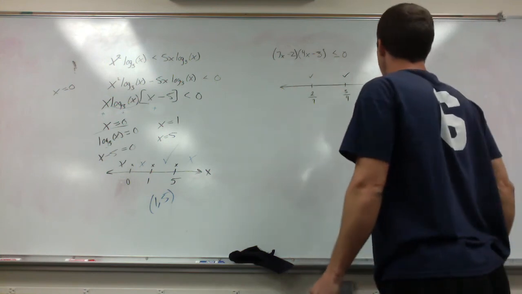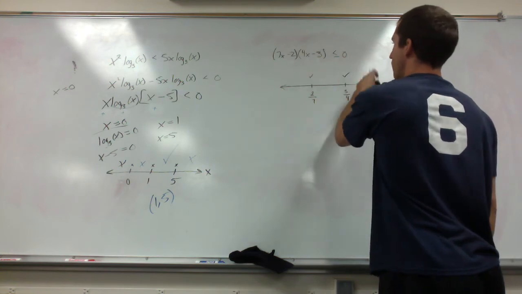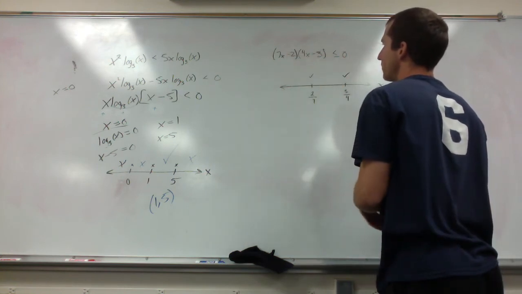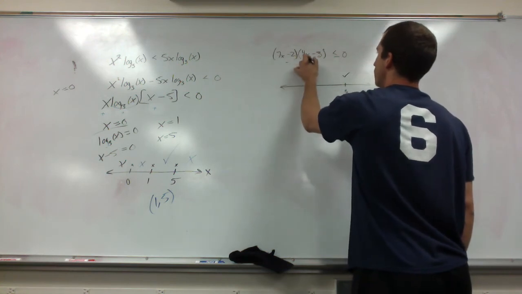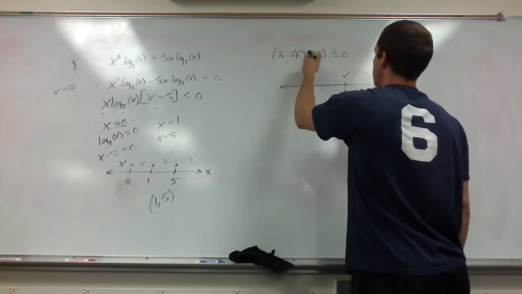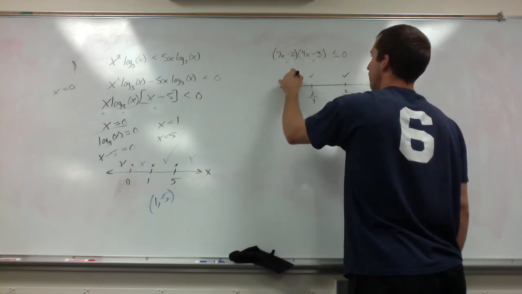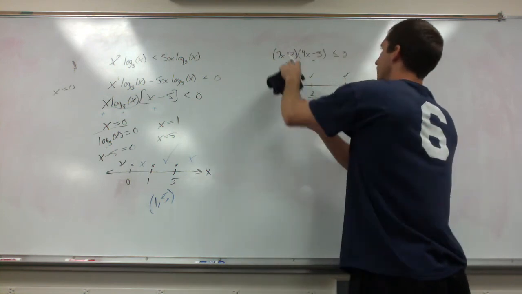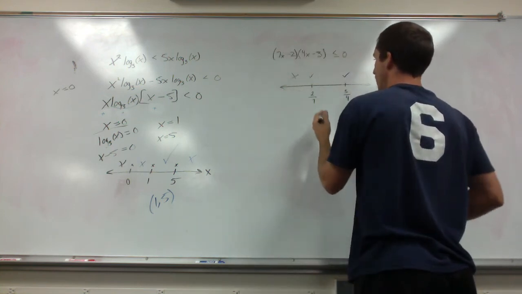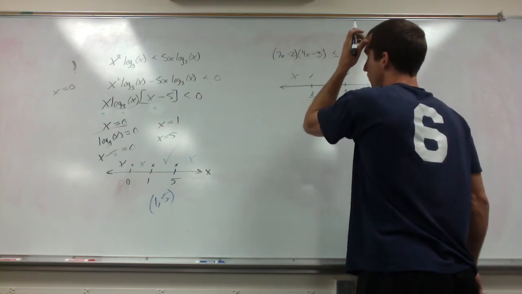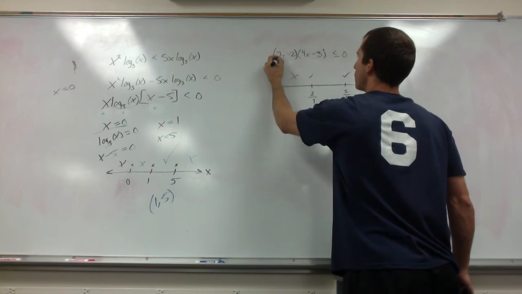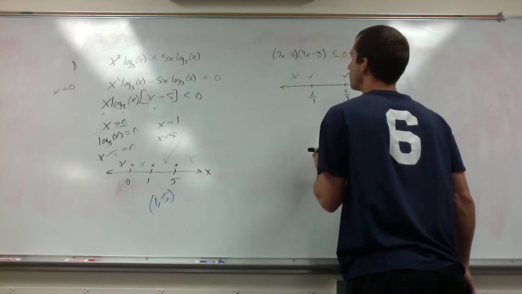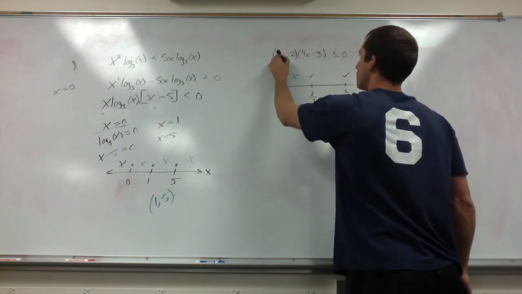Testing intervals again, same process: pick numbers, find if the factors are positive or negative. So I'm going to pick 0: negative, negative. Is that less than or equal to 0? No. Something between 2/7 and 3/4, so like a half. I substitute a half. Let's see, that looks like that's going to be positive.